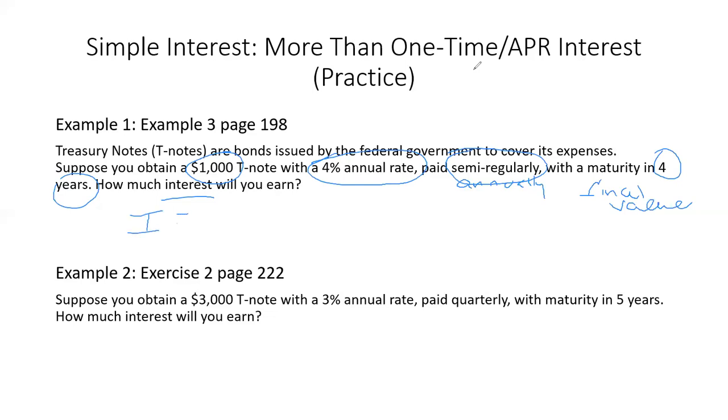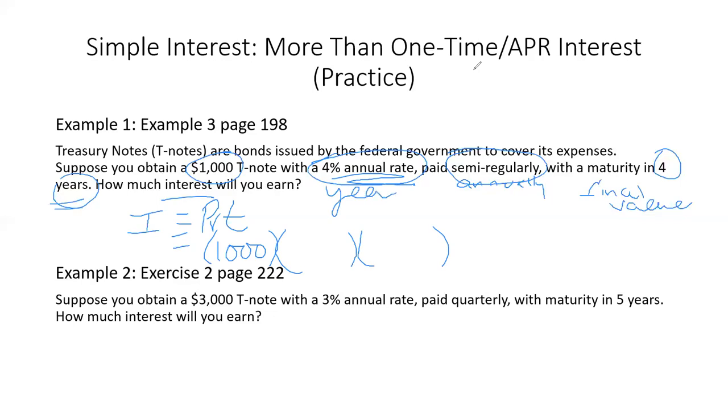So I is equal to PRT. Interest is equal to principal times rate times time. I know that our principal is $1,000. Notice that we have a 4% annual rate. So I know that that's 4% over the time of a year. So I'm going to write 4% over a year.